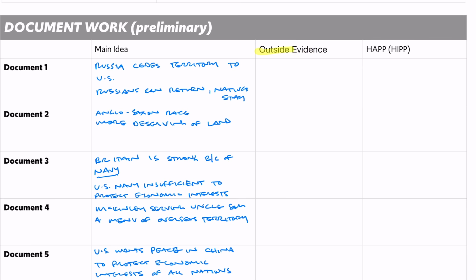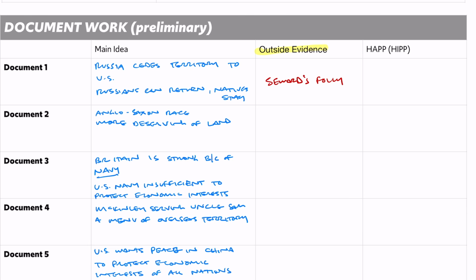I put this outside evidence column right here, not because you need that many pieces of outside evidence, you actually only need 1, but because this is the way it works for me. For me, as I'm reading the documents, that will often jog my memory, as you saw before when we were dealing with the documents, of something that I could use for outside evidence. And so when I was reading about Russia ceding territory to the US, that reminded me of what it was called, namely Seward's Folly. That might be something I can expand upon for outside evidence, or maybe I could use it for sourcing, but I'm just going to put it in this box for now. And then when I was reading document 2, what I really thought about was Frederick Jackson Turner's frontier thesis. So I'm just making a note right now of what I thought of when I read the documents, and I will choose which one I'm going to use later.